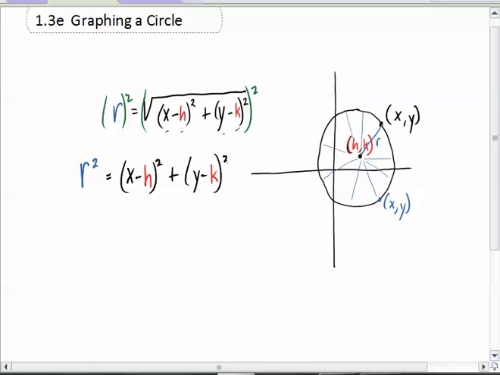Now what we've just done is we've actually written the standard form of a circle. It actually comes from the distance formula. So I'm going to go ahead and write this really large right here. This is a circle.